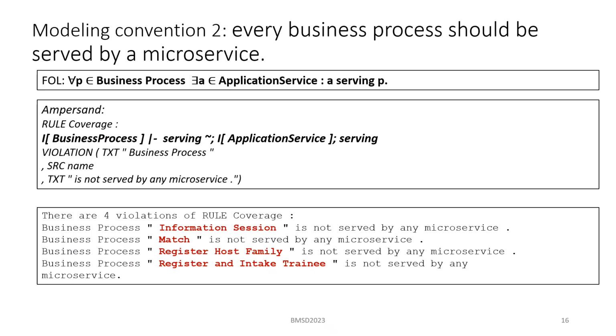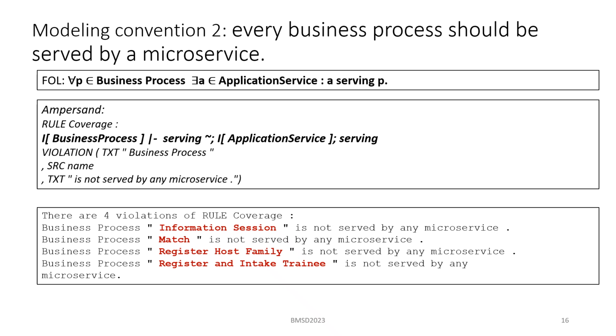Enterprise architects have formulated modeling convention 2. Every business process should be served by a microservice. In first order logic, it's expressed with the quantifier exists. For each process, there exists an application service that is serving this process. In Ampersand, we always deal with pairs of processes and application services, so the identity constraint is used to express existence. The serving relation is shown in two directions.